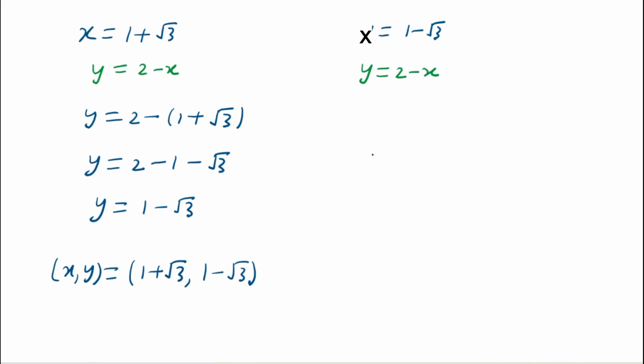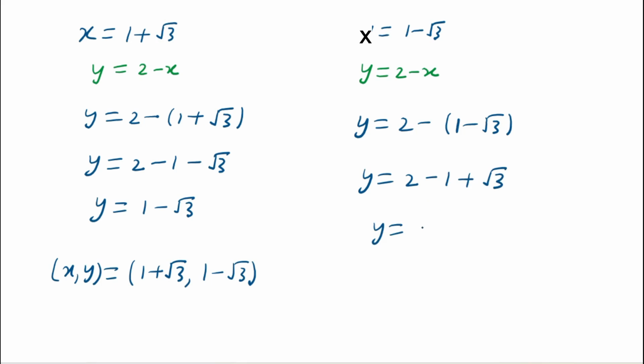Now y is equal to 2 minus x, replaced by 1 minus square root of 3, then y is equal to 2 minus, multiplied inside the bracket, minus 1 plus square root of 3, then y is equal to 2 minus 1, which is 1 plus square root of 3. Our fourth solution (x, y): the value of x is 1 minus square root of 3, then the value of y is 1 plus square root of 3. This is our final answer.